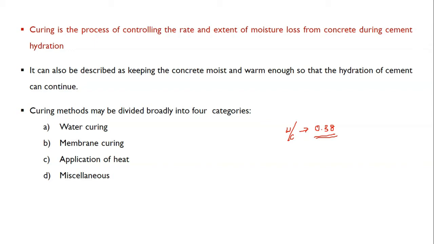Now you need to do something. You cannot let the water that you have added escape from the member, go away from the member. You should do something, right? Whatever you are doing to control the rate and extent of moisture loss, water loss, from the concrete during cement hydration is what we call curing.